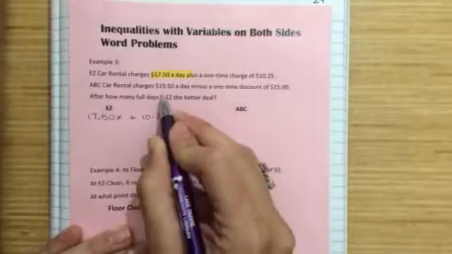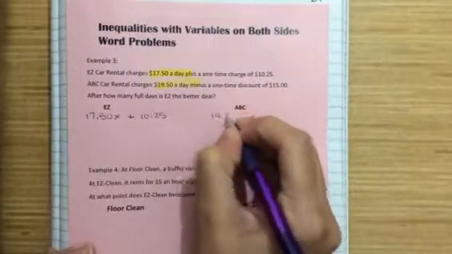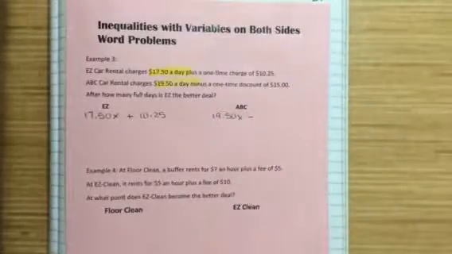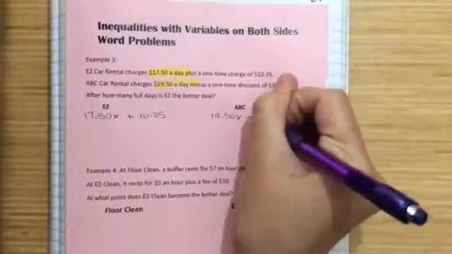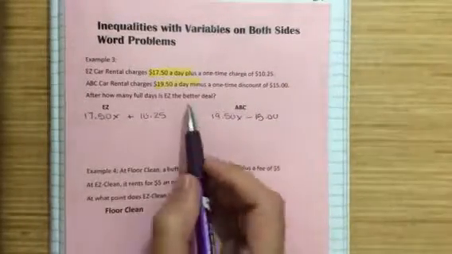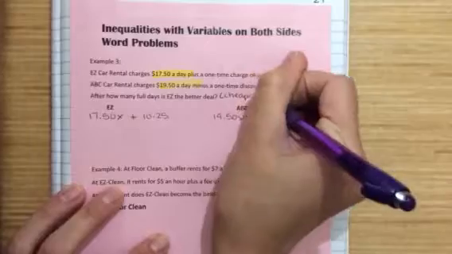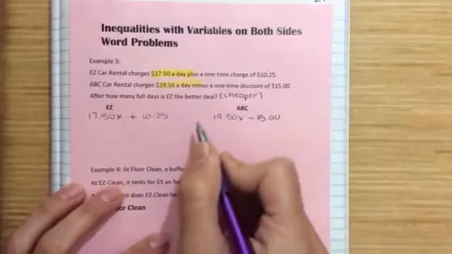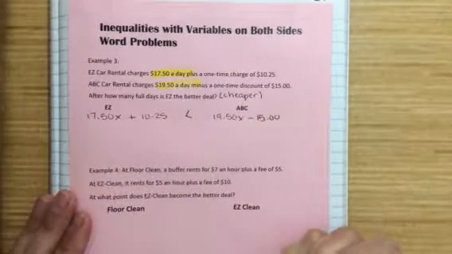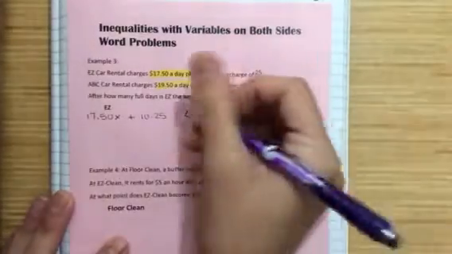ABC Car Rental, it's $19.50 a day, so I know that that will have my variable, minus a one-time discount of $15. A discount means to subtract. After how many full days is Easy the better deal? So if it's the better deal, that means that it's cheaper. And when something is cheaper, it means that it's a lesser amount. So this will be less than, okay? And then we would go ahead and solve like we would with any inequality with variables on both sides.